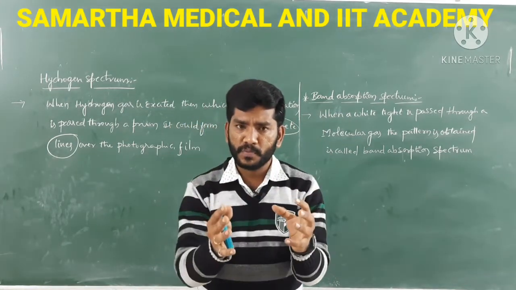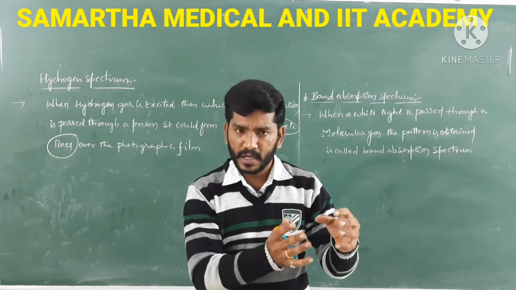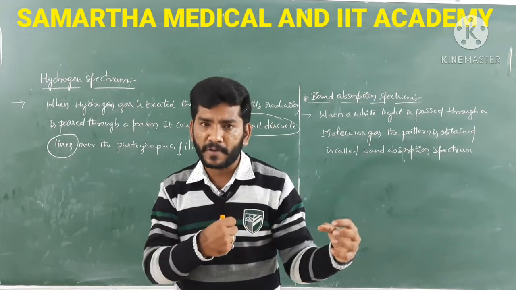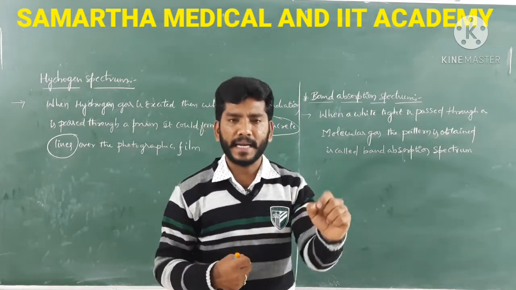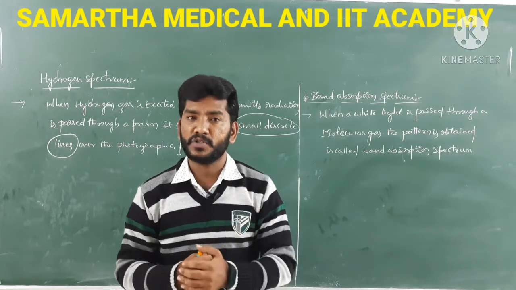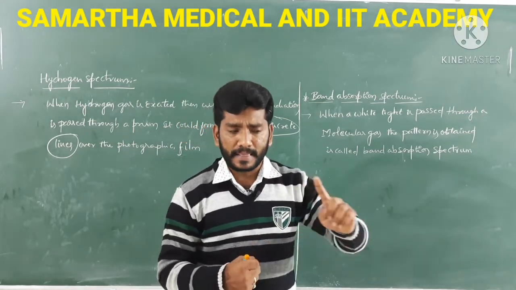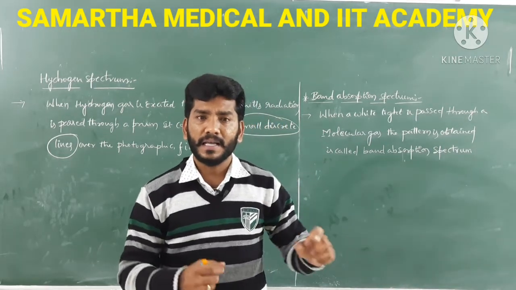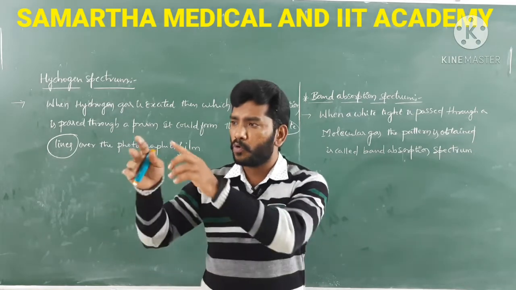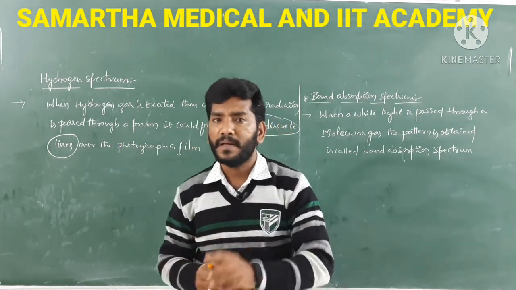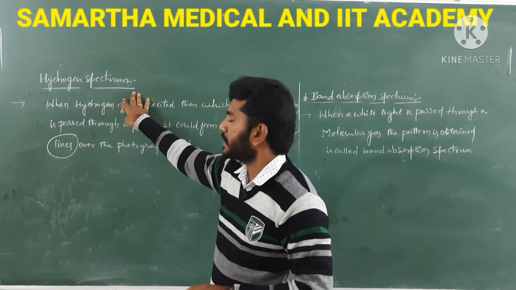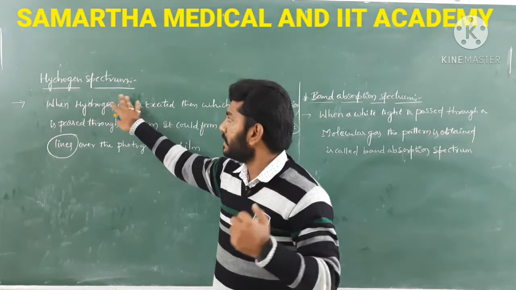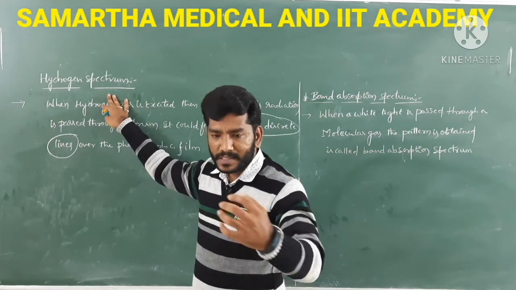We have a discharge tube, and in the discharge tube hydrogen gas has to be there. If we apply a high potential difference to it, what happens? A bright light is emitted from the discharge tube. That bright light we directly pass through the prism, and a beam of radiation is obtained on the photographic film, which we call the hydrogen spectrum. This is the way of getting the hydrogen spectrum.